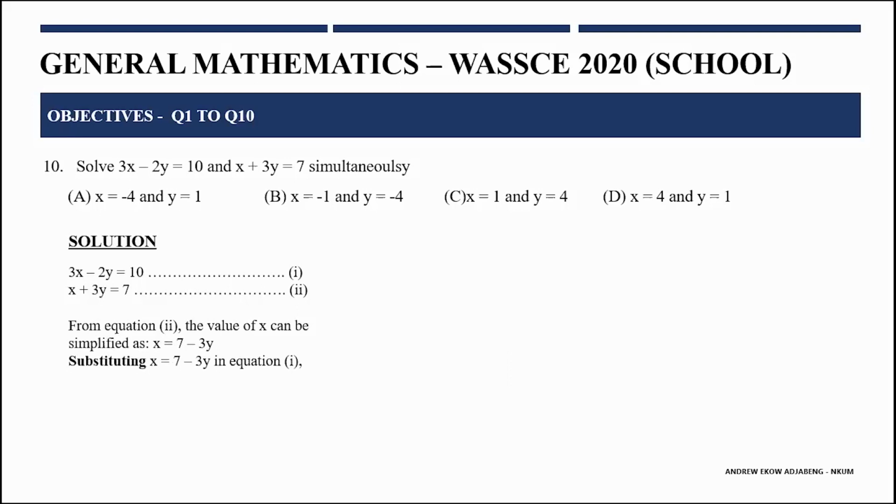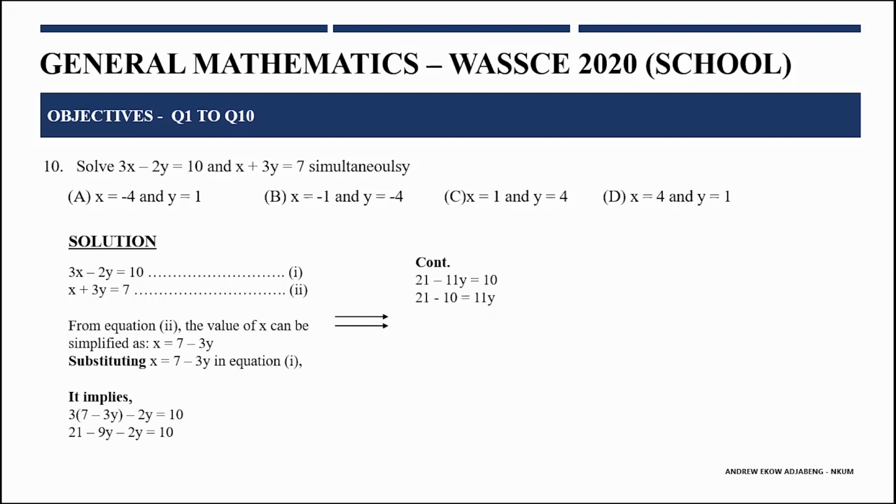Substituting x equals 7 minus 3y into equation 1 means that wherever we see x in equation 1 is 7 minus 3y. And that implies that we have 3, all in brackets, 7 minus 3y, close brackets, minus 2y equals 10. Multiply through: 3 times 7 is 21. 3 times negative 3y is negative 9y. Minus 2y equals 10. That will imply that we have 21 minus 11y equals 10.